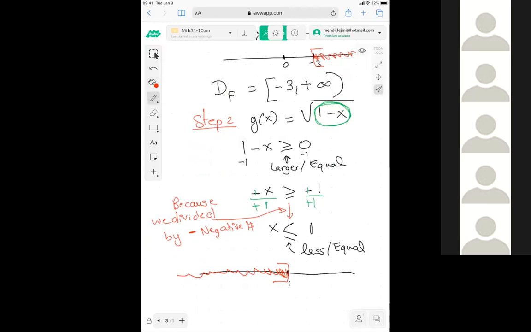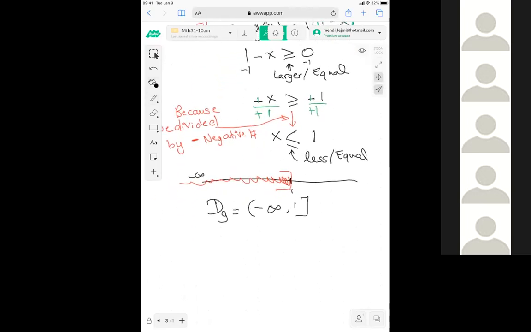So then the domain of g would be negative infinity. You always start from the left, guys, right? So it goes from negative infinity to positive one, and positive one, of course, is included. So that would be the domain of g. So we are done with step two. That's the answer for step two.